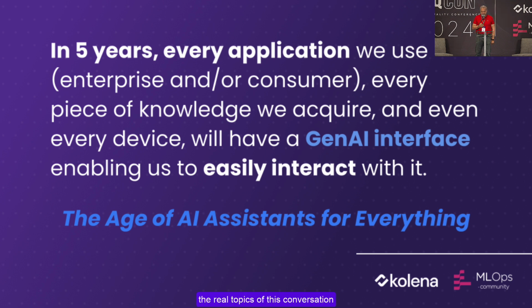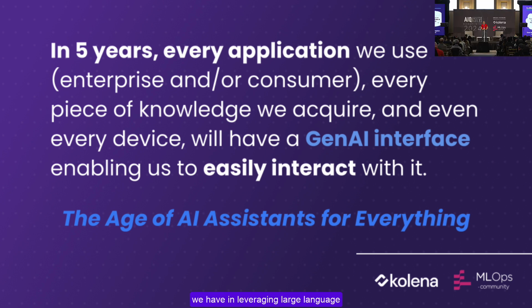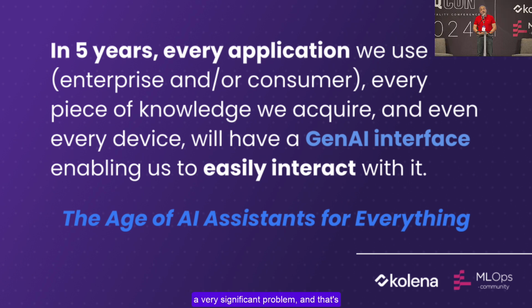Now to the real topics of this conversation today. One of the biggest problems that we have in leveraging large language models in businesses to take actions and give answers is the problem of hallucination. It's a very significant problem. And that's when the large language models make up responses that look and sound completely correct because of how good they are at English and other languages, but the facts behind them are completely wrong. And that can be very dangerous.